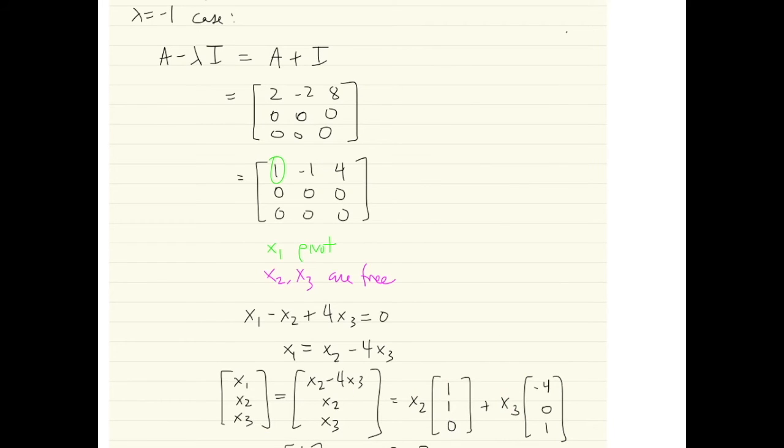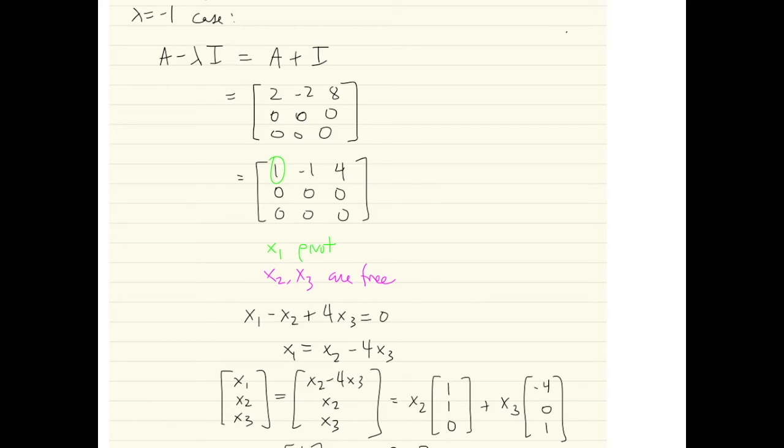Next, let's do the case where our eigenvalue lambda is negative 1. Then lambda is negative 1. A minus lambda I becomes A plus I, and adding 1s to the diagonal entries of A, we get this matrix, and now we need to find the null space of this matrix, and so we row reduce, and when I do that, we get this. This is a pretty simple matrix to row reduce.